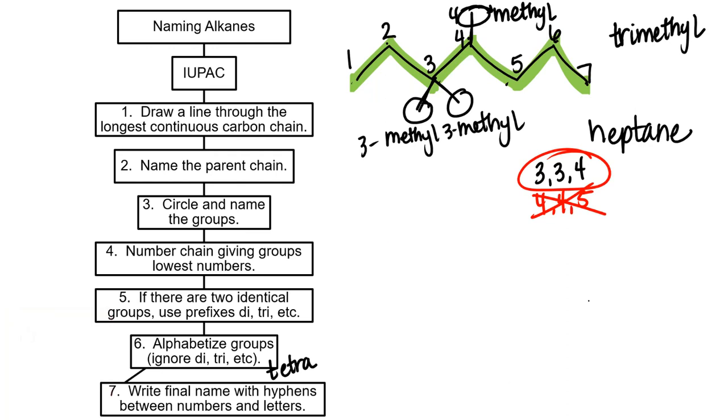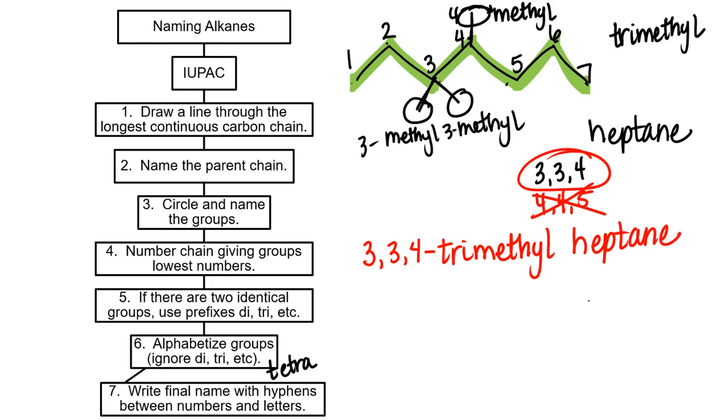So our final name looks like this: 3,3,4 dash trimethyl, and then a space, and then heptane. So we're saying there are 3 of the 1-carbon groups on a 7-carbon chain. Where are those 3 located? Those 3 groups are located, 2 of them at carbon 3 and 1 at 4.